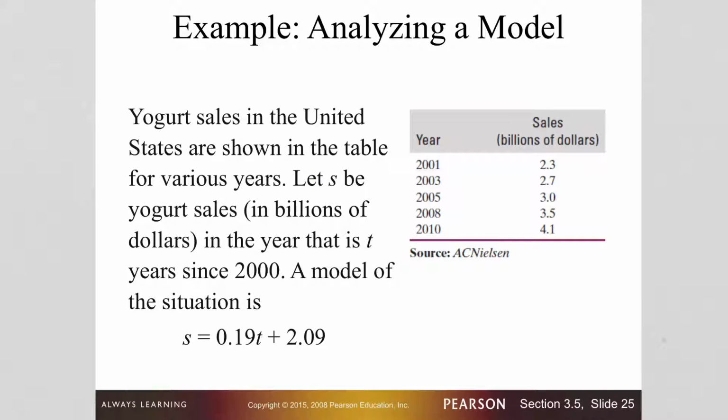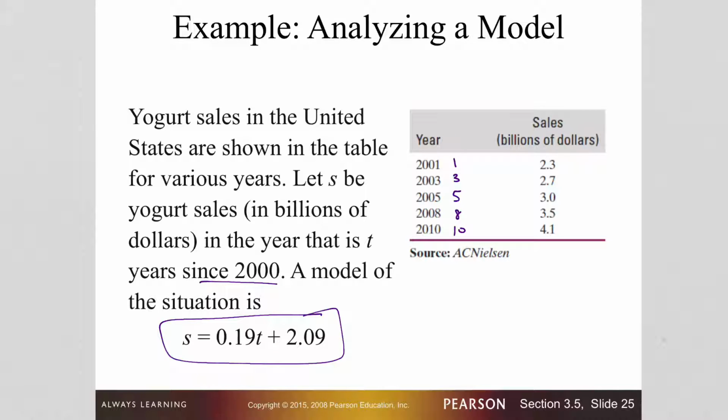Alright, so let's take a look at this model. It says yogurt sales in the United States are shown in the table for various years. Let S be yogurt sales in billions of dollars in the year, that is T years, since 2000. A model of the situation is, and they were nice enough to give us the equation that they used for this data. So I've got year 1, because remember it's since 2000, year 3, year 5, year 8, year 10.